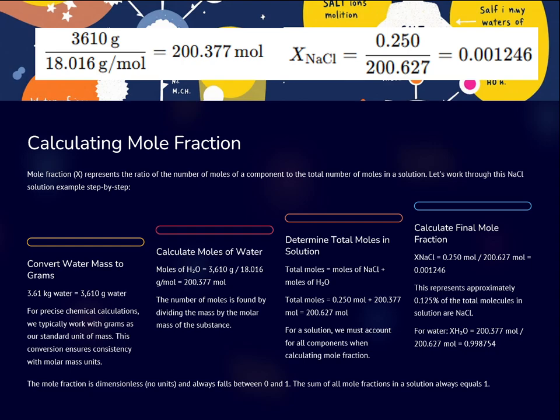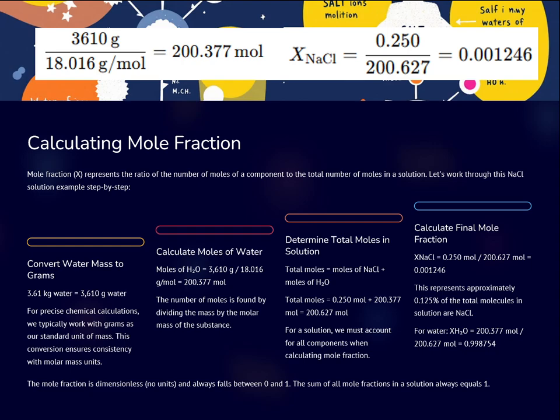That is not the mole fraction. We then add the solute, which is, in this case, the 0.250 moles of sodium chloride, remember from the problem? We'll add that to the number of moles of water, the solvent present. And so we're going to add the 200.377 moles of water to the 0.250 moles of sodium chloride to get 200.627 moles total for the total solution.